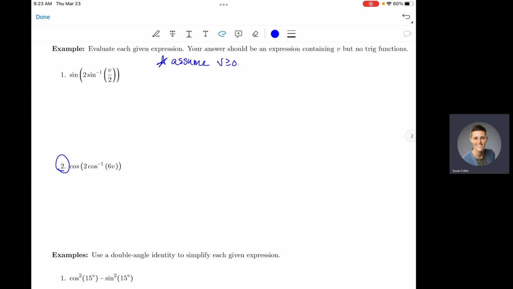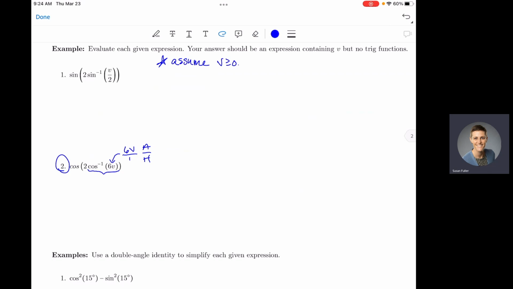So if we start on the very inside of here, the first thing that we're going to have to do is this inverse cosine of 6v. So this is a reverse trig function. What that means is that this 6v, that is our cosine ratio. Sorry, 6v over 1. This is a cosine ratio, so it's adjacent over hypotenuse. So we're given a ratio, an inverse cosine is going to go backwards and take us back to the angle that has this ratio. So we're going to get an angle out of this.